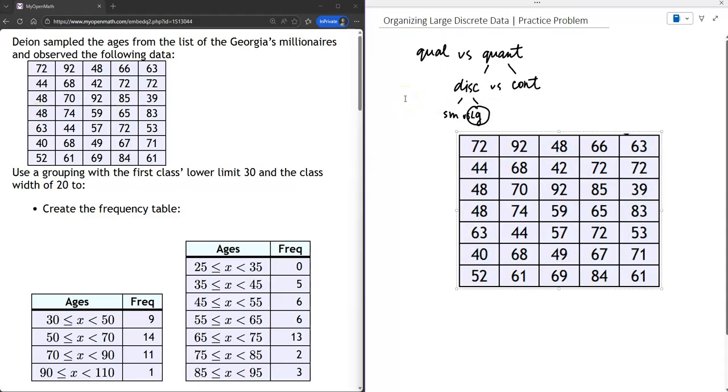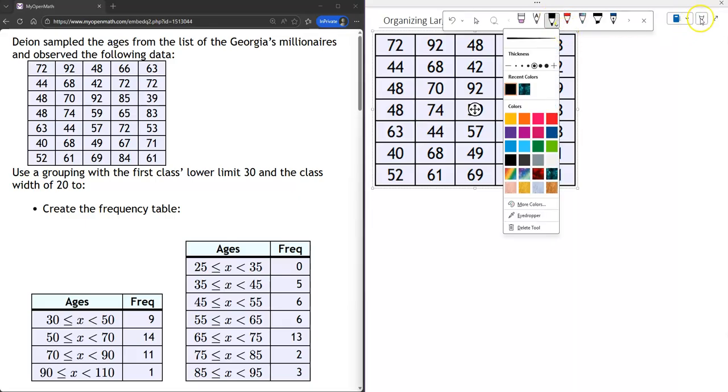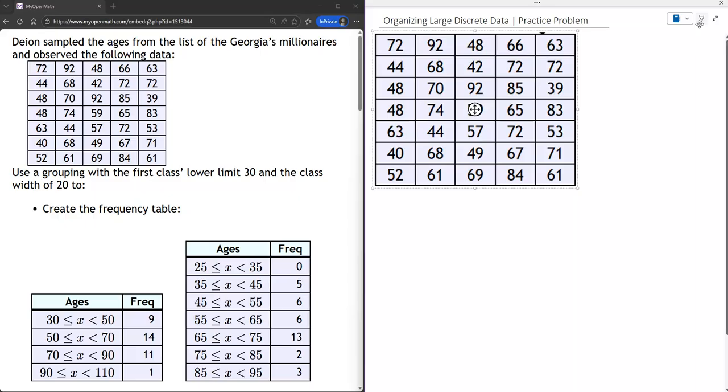So let's analyze it. To analyze it, we are going to create a frequency distribution table and histogram. To create the frequency distribution table, if instructions weren't given, we would have to come up with our own grouping system or arrangement. But in this case, the grouping instructions are given, so we're going to go with it. Lower limit 30 means we're going to start at 30, and the class width 20 means we're going to be repeatedly adding 20 to 30, and so on and so on.